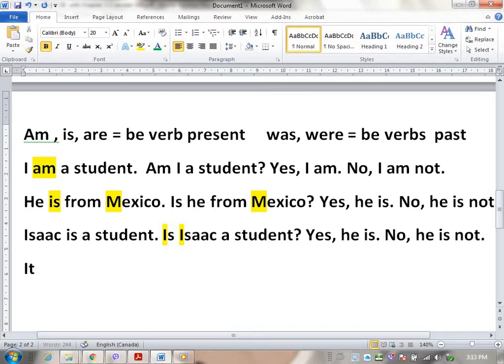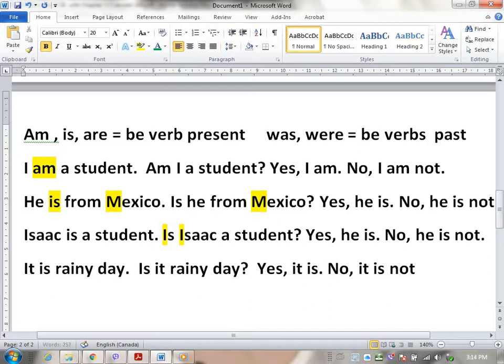If I say it is a rainy day, then the question is, is it a rainy day? Then you're going to say yes, it is. Or no, it is not.